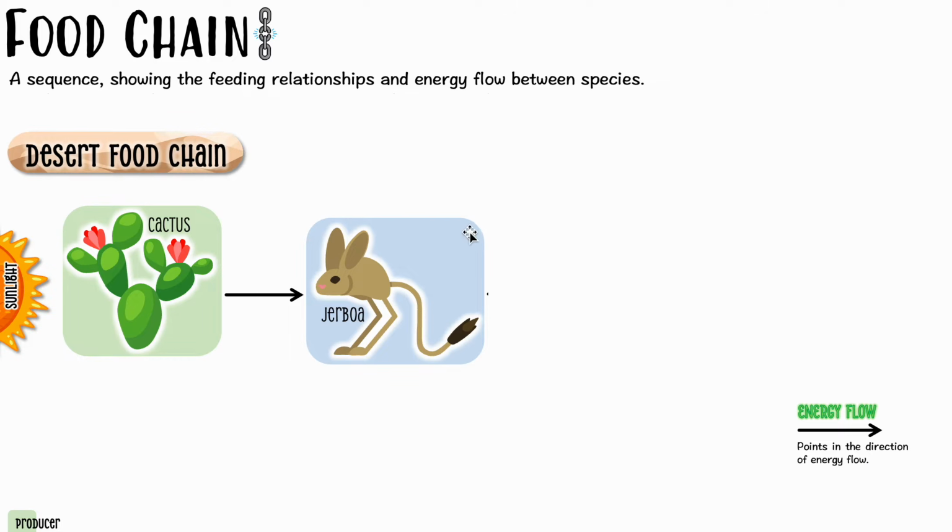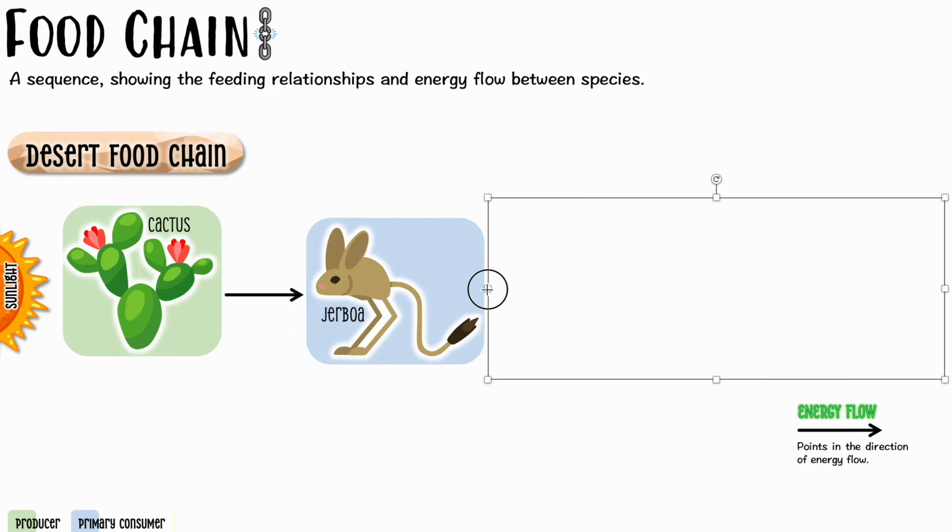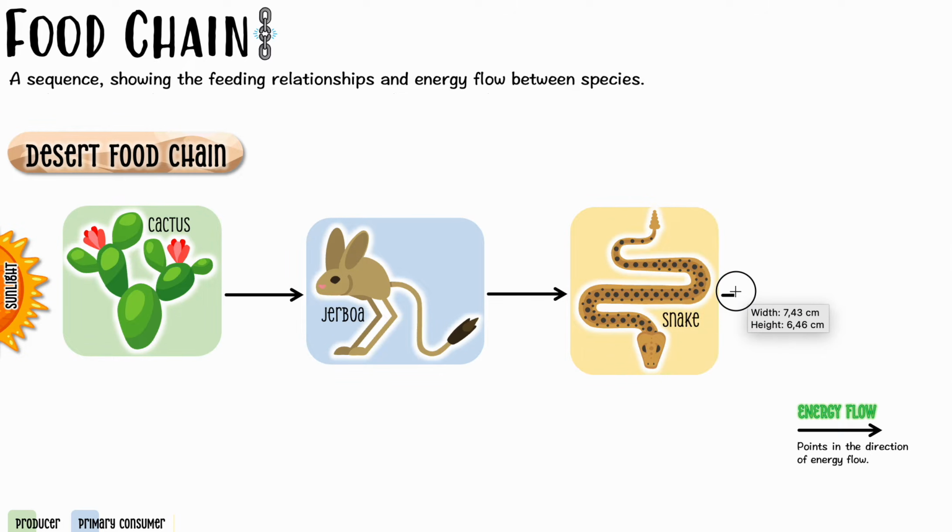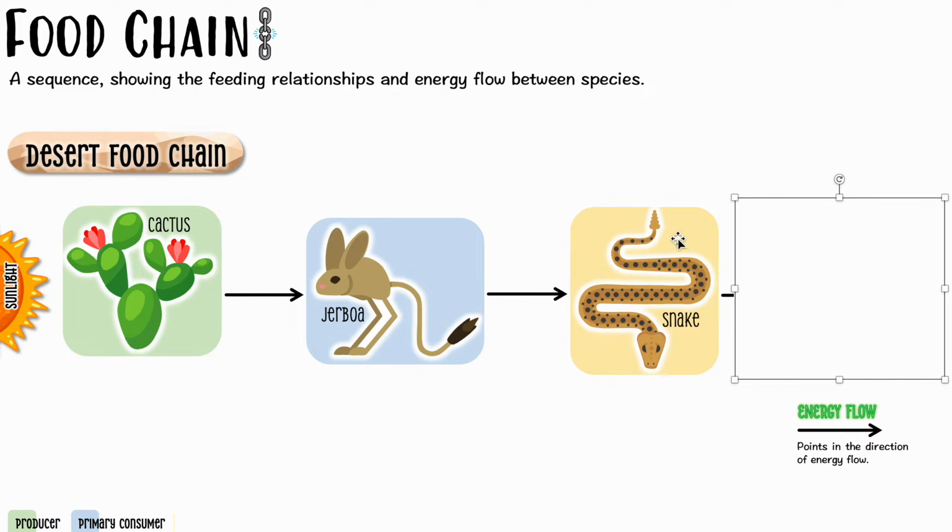So you can see here, this thing that's eating the producer, okay, is a primary consumer. Primary meaning first. So it's the first thing in the food chain that's going to eat something else, right? But then it doesn't stop there. Something else is going to eat the jerboa. So now the arrow is going to continue. The energy from the jerboa is now going to be transferred to another organism above in the food chain. So in this case, let's say it's a snake.